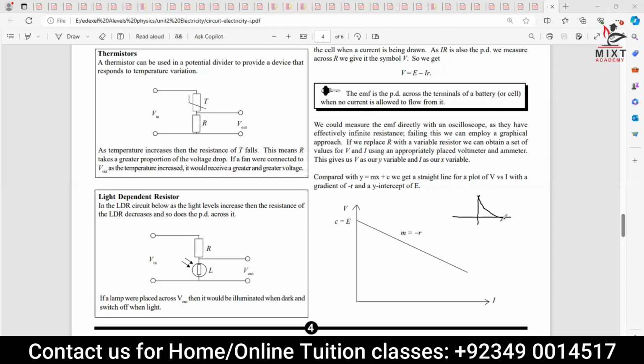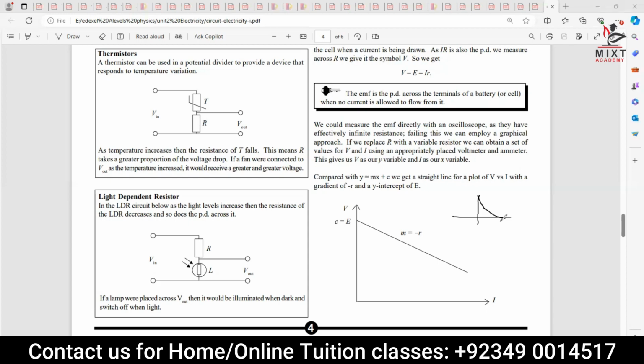The only difference is the thermistor works on heat, while the LDR works on light, and light actually turns into heat. So technically speaking, both are almost the same, though their construction is a bit different. Both have reduced resistance. A thermistor can be used in a potential divider to produce a device that responds to temperature variation. It does the same thing. As the temperature increases, the resistance of the thermistor falls. That's the difference: it directly works on temperature, while the LDR works on light.